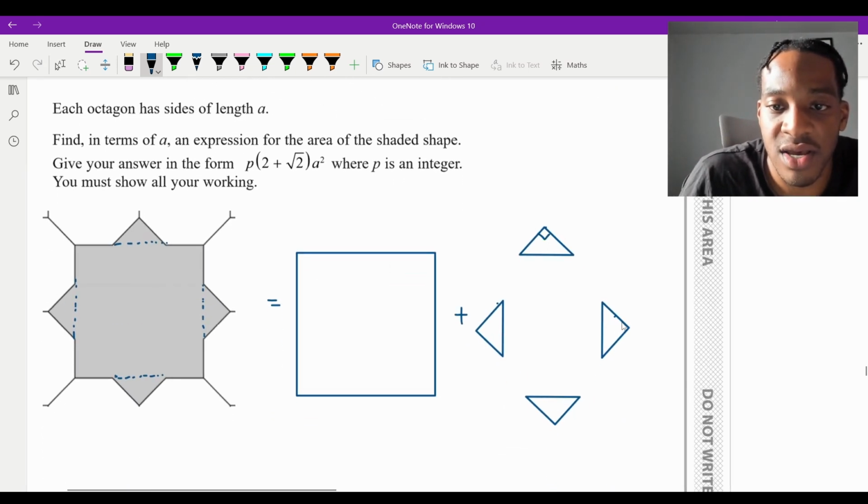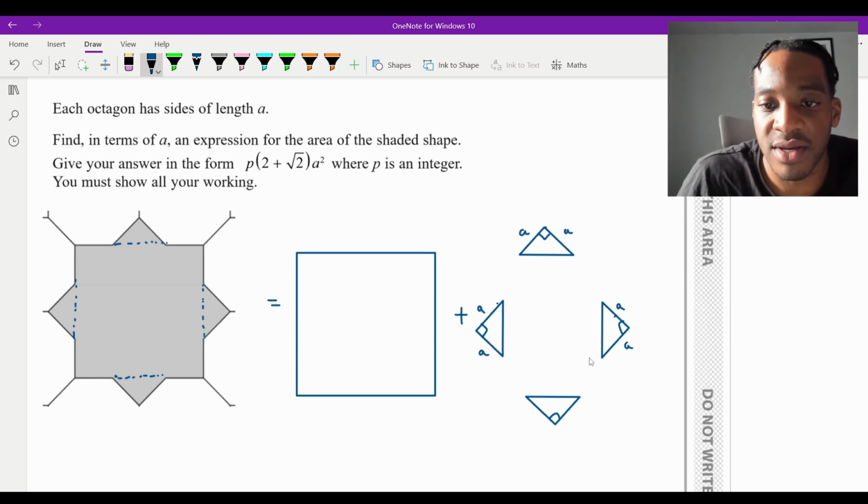So I'm going to put this there, and this there, and this there. And we know that the base and the height are all A's. So I'm going to put this here, put this here, and put this here, and then put this here.